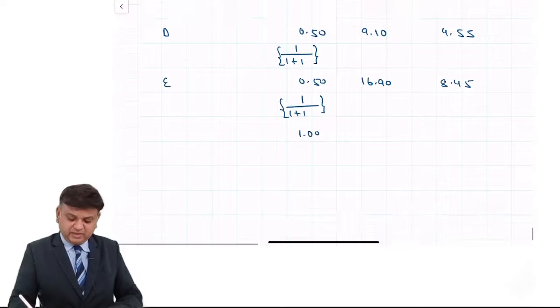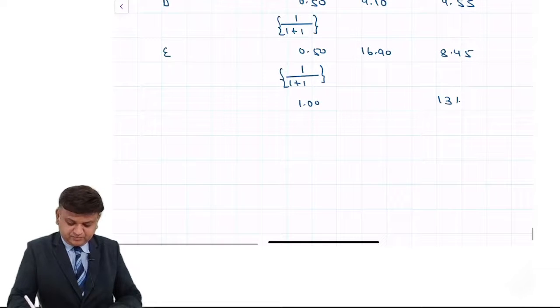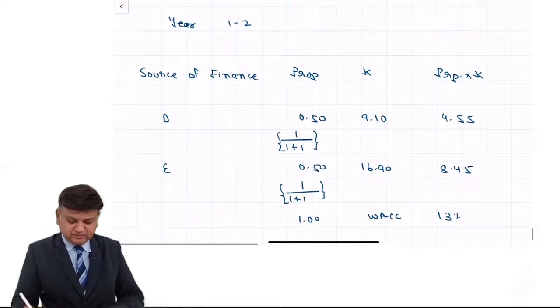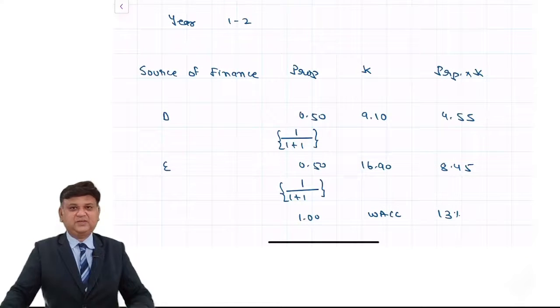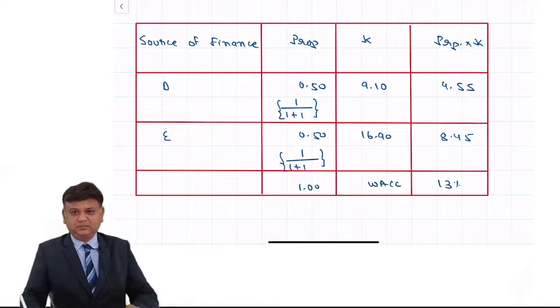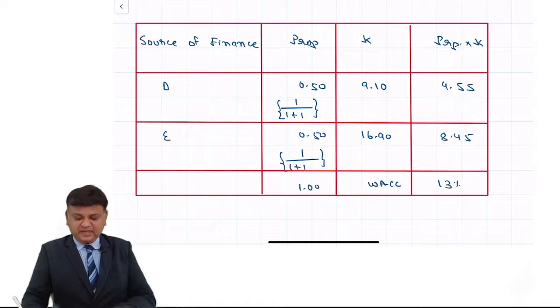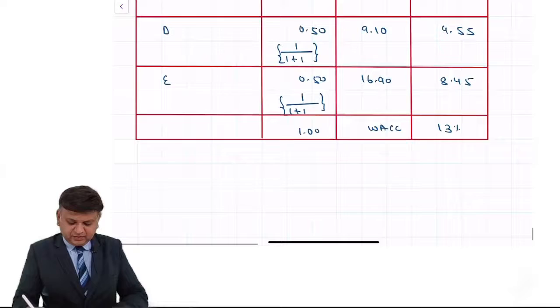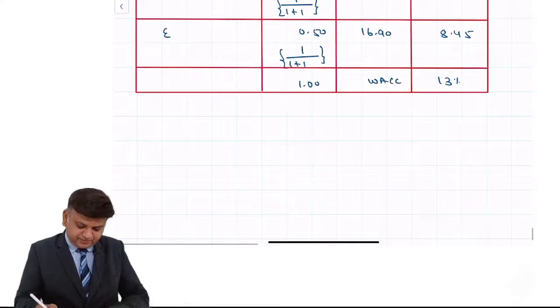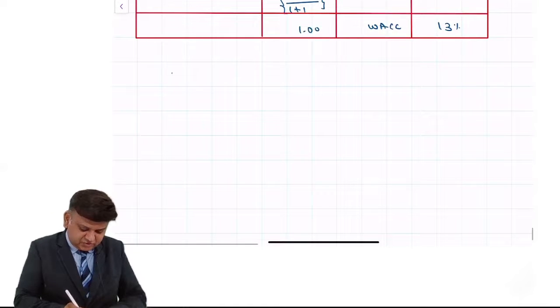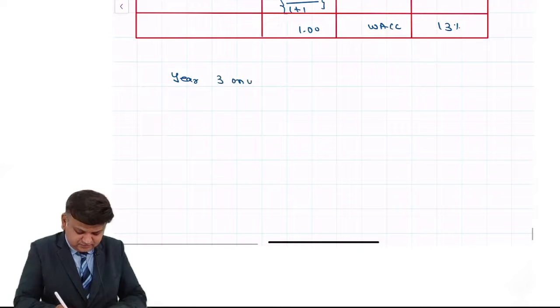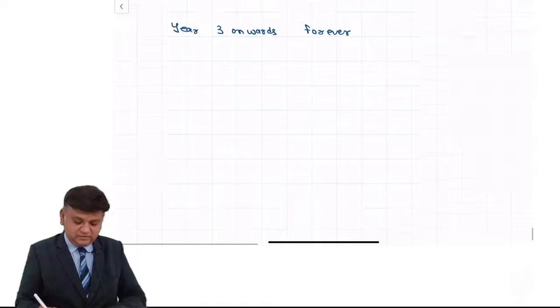So the total will be 13%. This is the weighted average cost of capital or this is overall cost of capital. Please take down the answer. So after making calculation of weighted average cost of capital for year 1 and year 2, let us see calculation of weighted average cost of capital year 3 onwards, forever.